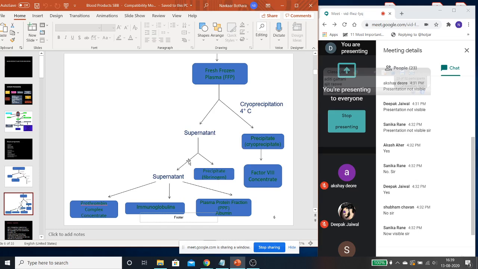From this supernatant again there is a separation, and fibrinogen is precipitated out. From that supernatant you can get prothrombin complex, you can get immunoglobulins, and you can get plasma protein fractions or albumin. So these are a variety of things which are available. This is purely from blood.